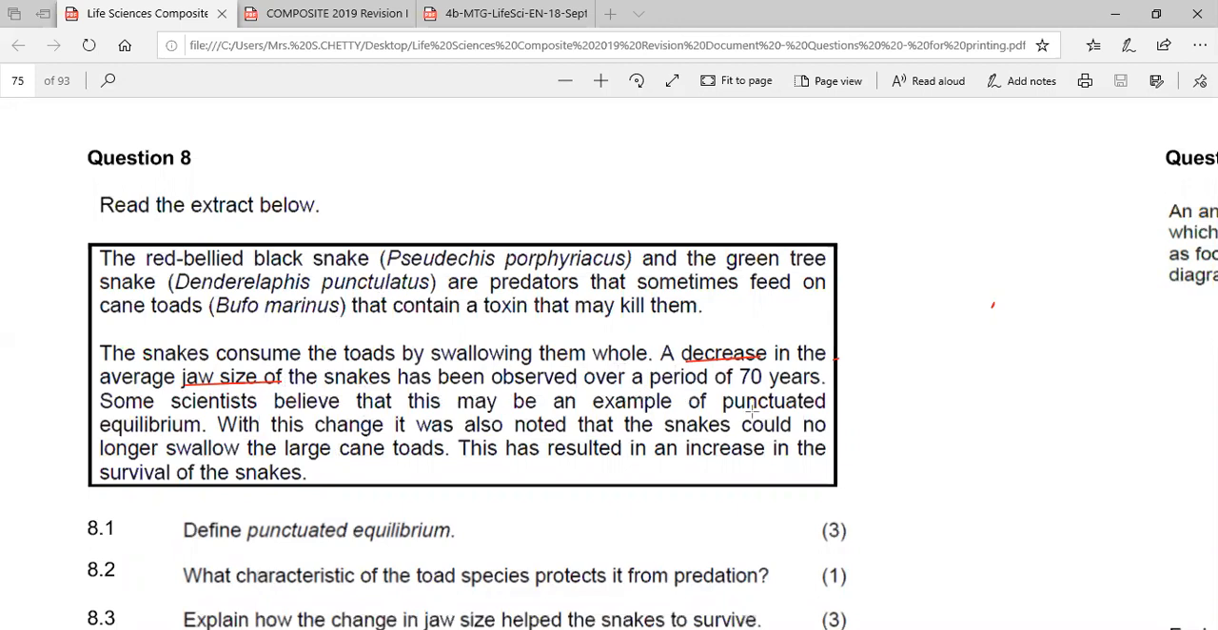Some scientists believe that this may be an example of punctuated equilibrium because 70 years is a short period of time. You know, it couldn't have been Darwin's natural selection. So that means a change occurred in a very short period of time. Maybe an example of punctuated equilibrium. With this change, it was also noticed that snakes could no longer swallow the large cane toad. So those of them with a small jaw size could not swallow the large cane toads. So is that an advantage or a disadvantage? Of course it would be an advantage, because if they swallowed it, they would die because they're poisonous, isn't that so? This has resulted in an increase in the survival of the snakes.